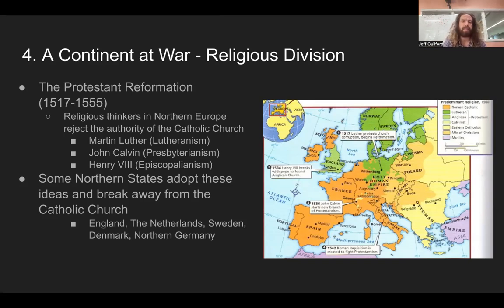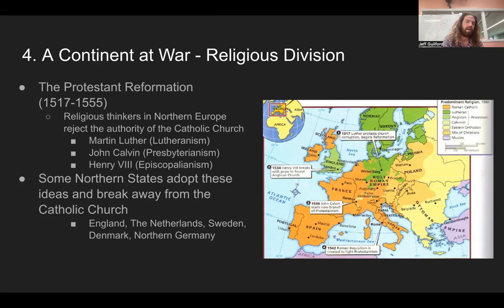But starting around 1517 with a guy named Martin Luther, a bunch of influential people are going to rise up and they're going to reject the authority of the Catholic Church and create their own versions of Christianity. Martin Luther comes first, developing a branch of Christianity that is now known as Lutheranism, but a bunch of other people follow. One of the most influential thinkers is a guy named John Calvin, who develops a type of Christianity that has a variety of names. Sometimes it's called Calvinism. Other times, especially in the United States, it's known as Presbyterianism.